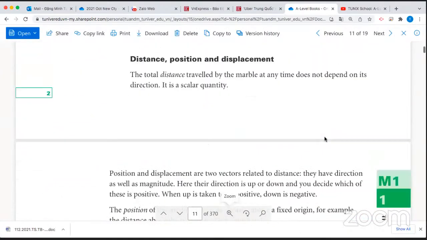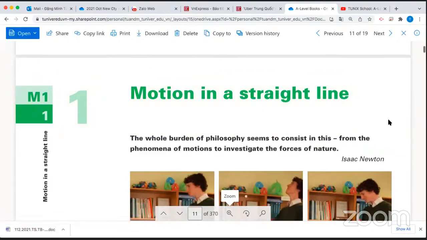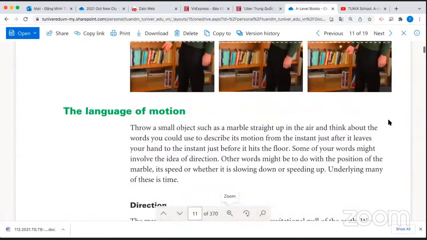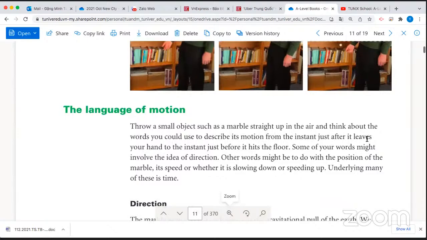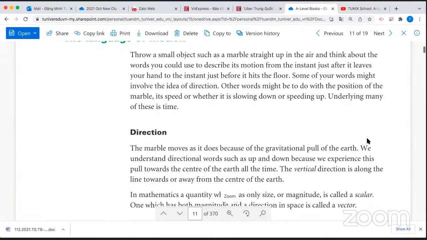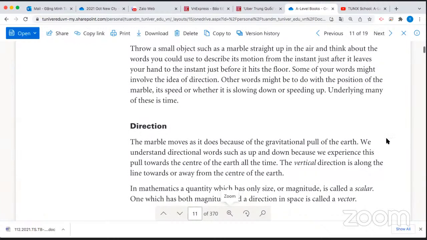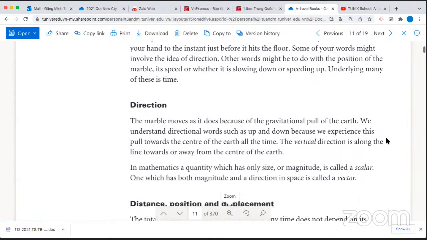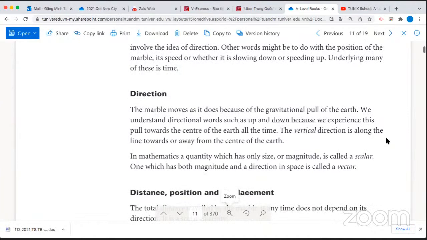So for the motion in straight line, that means we care about what? We care about only one line, only one line. So direction, we have only two direction. The first one, that means forward, and the second one backward, that's all, right? And then we have maybe the motion on the vertical direction, along the line, and maybe the horizontal, and so on. But now you know that in mathematics a quantity has only sign and magnitude. It's called scalar quantity. Scalar quantity that we care about only the value, right?